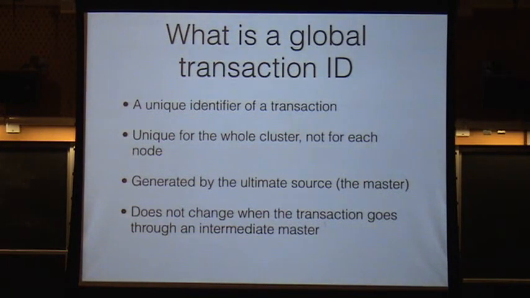So we're talking about something that should be generated in the master and be unique all over the replication cluster up to the slaves. So if you have intermediate masters that are also slaves of the first master, they should not change this ID.